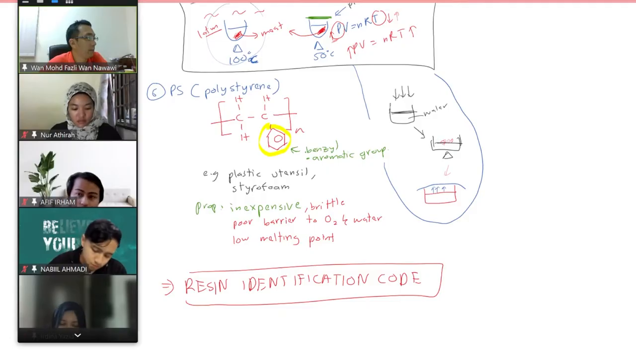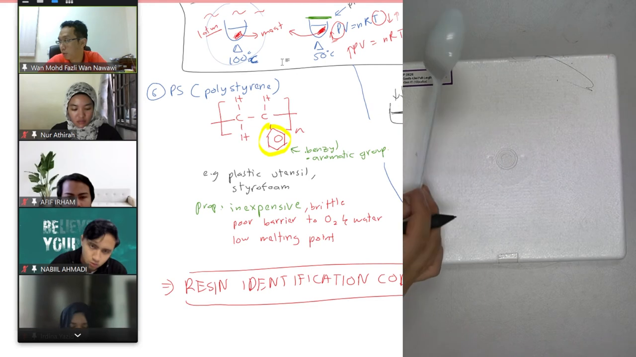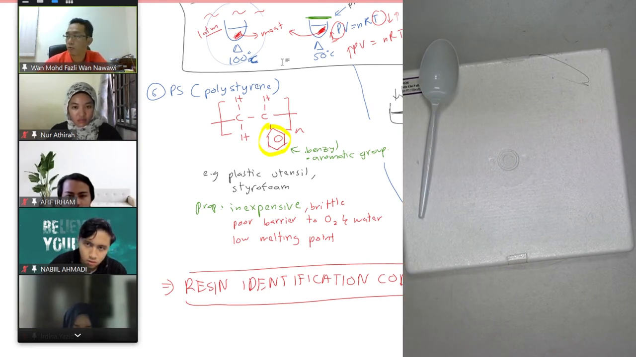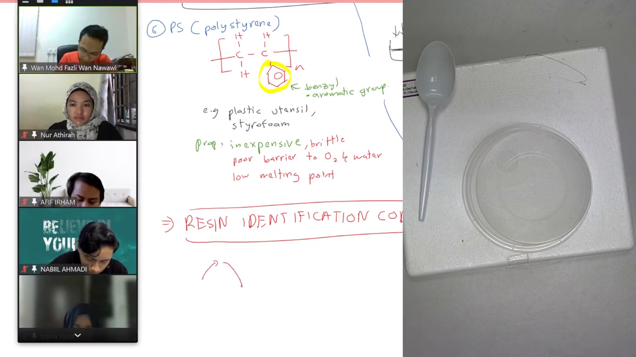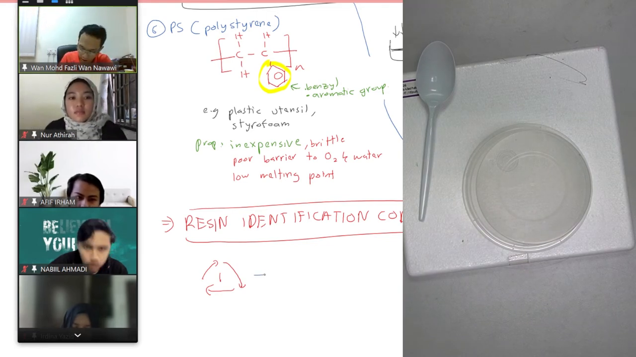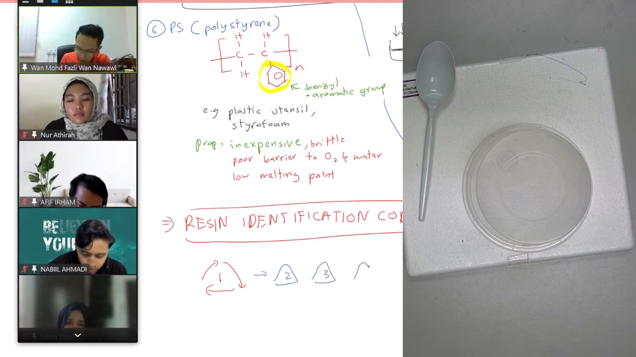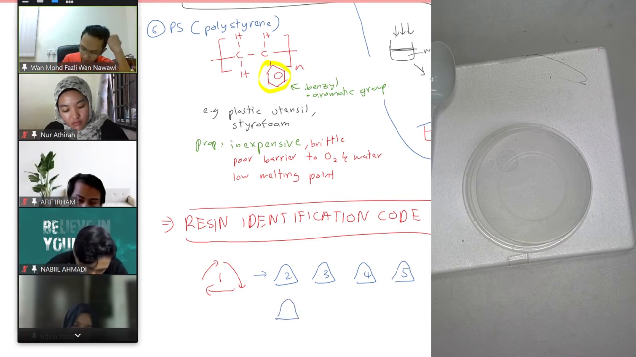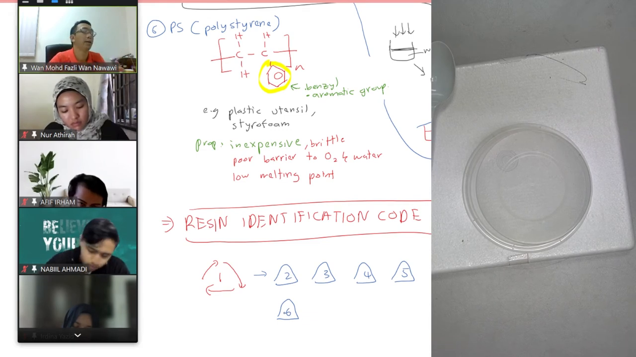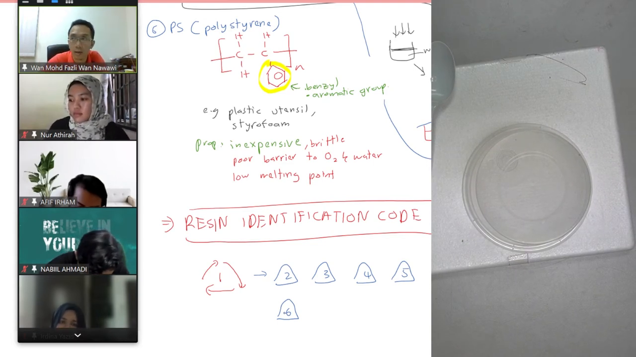So for example, when you see any plastic and look at the bottom of the plastic, you can see something like a triangle, and you have a number there, 1, and then 2, 3, 4, 5 like that. Normally they go until 6 only. You can see this triangle at the bottom of most plastics, the recycle symbol. That's basically the resin identification code.